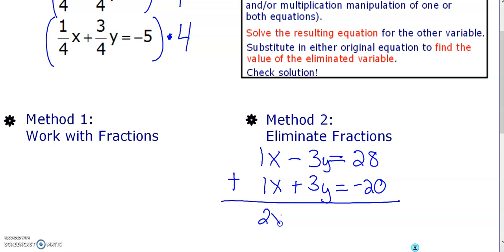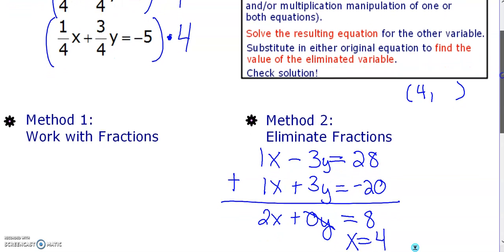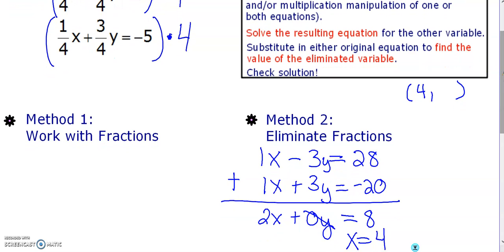1x plus 1x is 2x. My -3y plus 3y, they're opposites, so I get no y's. We've eliminated it. And 28 plus -20 is a +8. I'm going to go ahead and divide by 2, and we'll get our x to be 4. So that's part of the answer, 4. And we want the y value too. So I'm going to go ahead and work with one of the equations that I've already eliminated the fraction for. So I'm going to go ahead and work with this one here, and I'm going to plug 4 in.